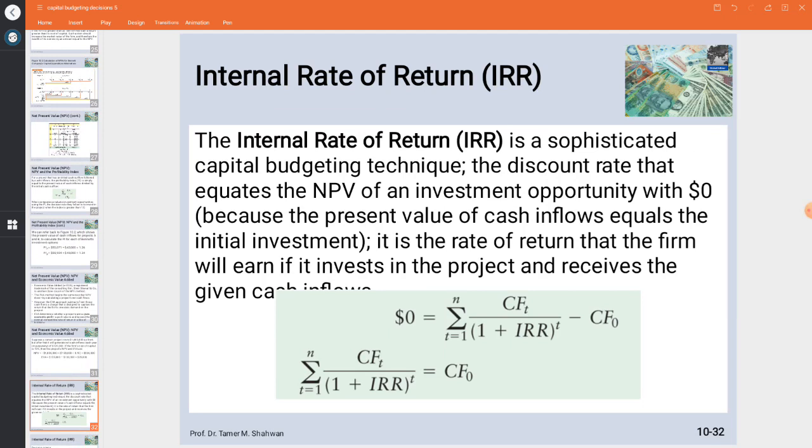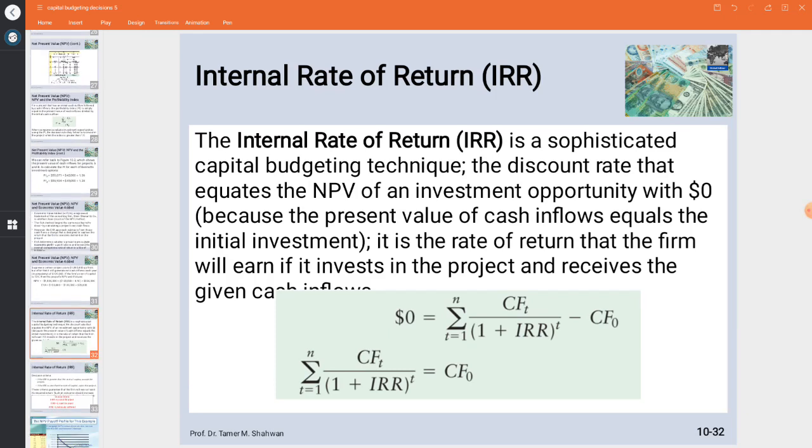Generally, when you substitute the internal rate of return into the equation of NPV, you will find that NPV equals 0, as you see in this equation. This is actually the equation of NPV, but in this case, we are going to replace the discount rate by the internal rate of return. By replacing the discount rate with the internal rate of return, we are going to receive an NPV of 0, and this is the idea of internal rate of return.